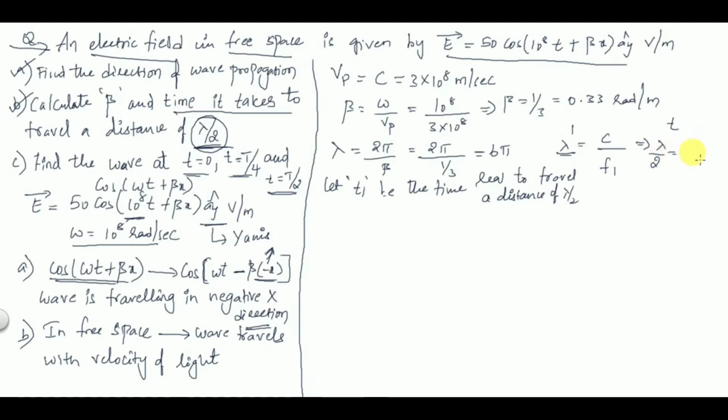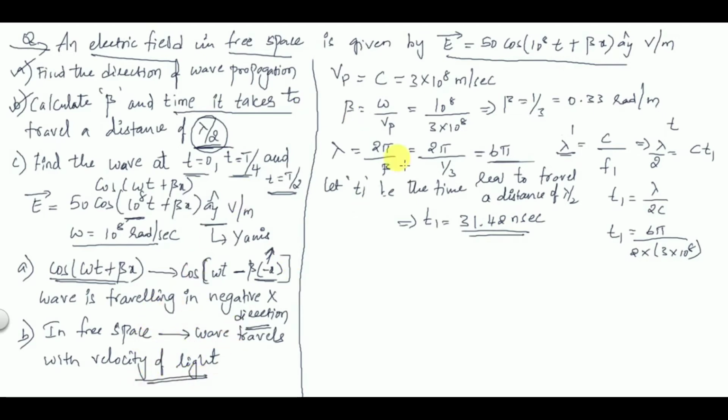So lambda by 2 is equal to c into t1. So what can we write? t1 is equal to lambda by 2c. So we have lambda value as 6 pi, so it will be 6 pi by 2 into c value, which is 3 into 10 to the power of 8. Okay, so this is the value of t1. If you calculate, you will get t1 as 31.42 nanoseconds.